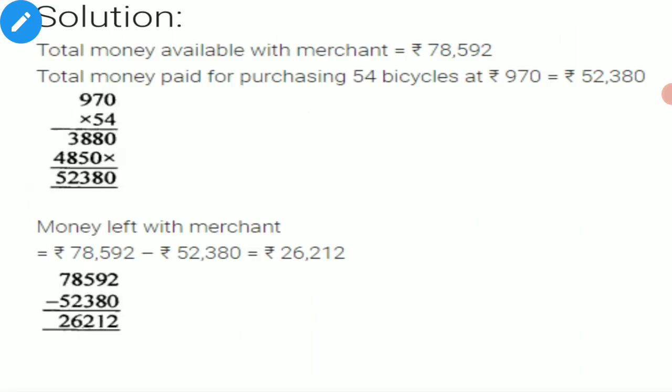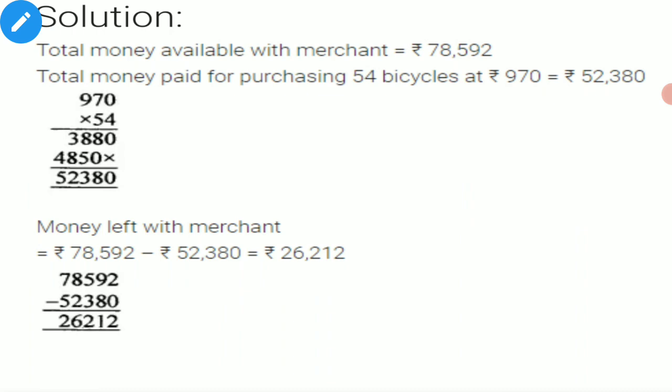Total money available with the merchant is 78,592. Now the total money he has to pay to purchase 54 bicycles at the rate of 970 will be, since the cost of one bicycle is 970 and he purchased 54 bicycles, so we calculate the cost of these 54 bicycles, and that will be 52,380 rupees. So that means he has to pay 52,380 rupees.